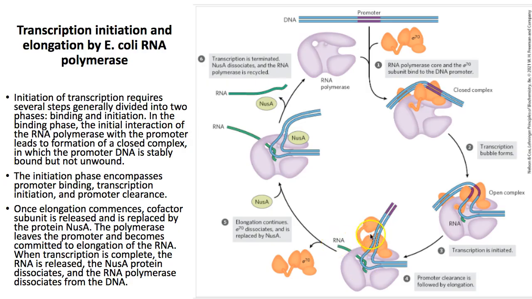From there, as the promoter moves out, you start to have elongation of the RNA being formed, and then eventually that cofactor, sigma 70, moves out and gets replaced with a protein, NusA, and more elongation happens. Once this protein gets dissociated, the transcription is terminated, and the RNA polymerase is recycled to do this process all over again.